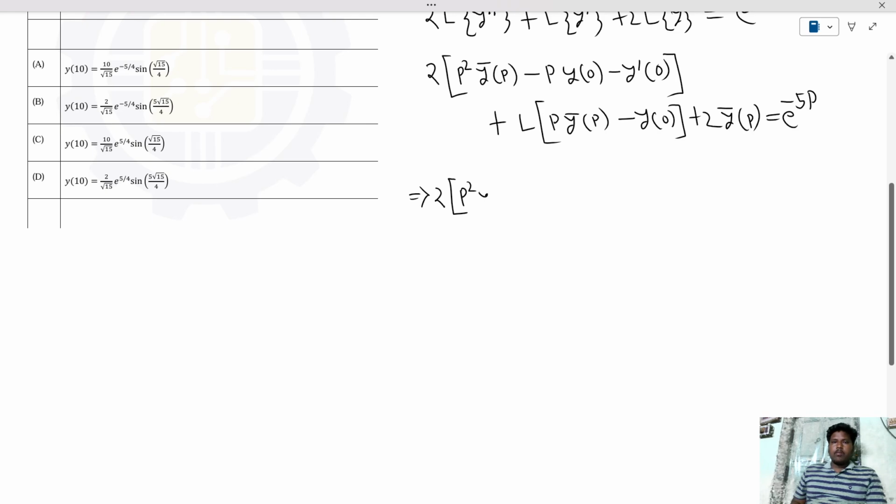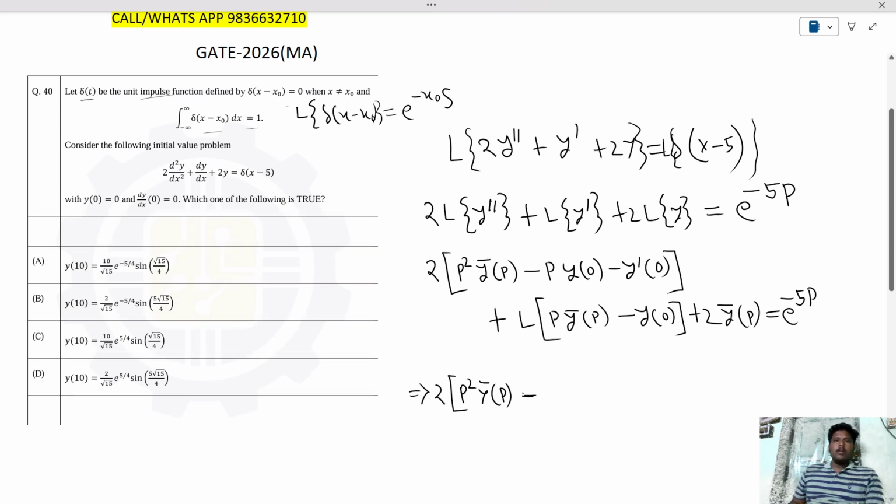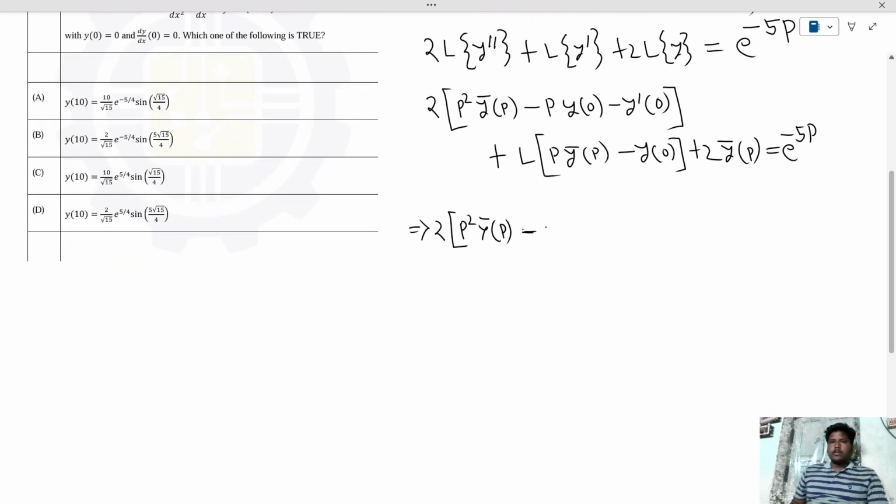2p square y bar p. Now the values of y0 and y dash 0 are given here: y0 is 0 and y dash 0 is 0. So this is so simple. So this is 0 minus 0 plus p y bar p minus 0 plus 2 y bar p equals e to the power minus 5p.